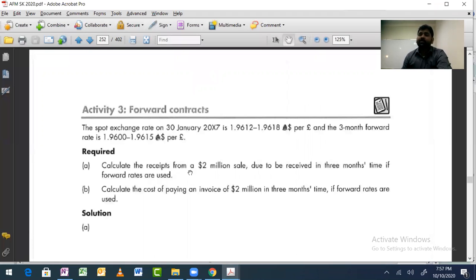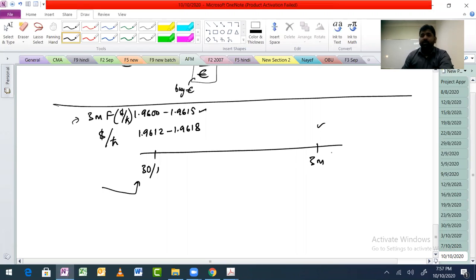Now calculate the receipt from $2 million sale due to be received in 3 months time if forward rates are used. So you are going to receive $2 million after 3 months, for which you will book the contract today itself. So this rate will be used. Do the conversion here. We have $2 million and we want the answer to be in pounds. The rate is dollar per pound. So tell me, what do you want to do with this? Multiply or divide?